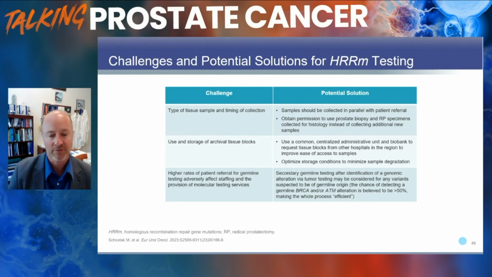Germline testing doesn't suffer from those problems. You should be sending those on all of your patients. And a plasma test may be helpful as you're updating the situation of your patient, looking for additional acquired alterations that are in the tumor.